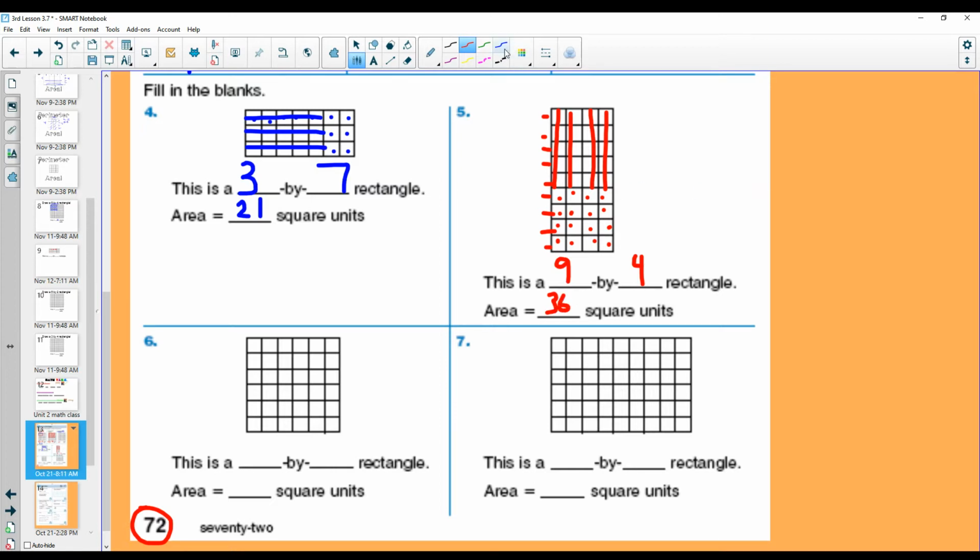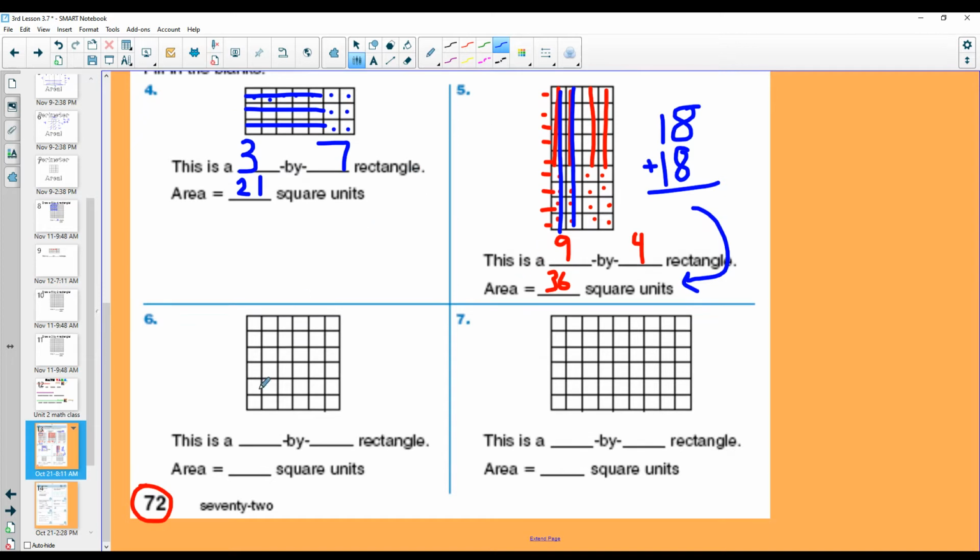Some kids last year liked to go like this. 9 plus 9 was 18, and they knew that there was another 18 here, and then they added those together. You know what? We're going to get the same answer. There is more ways to do math than just one. So whatever works for you, you should do.